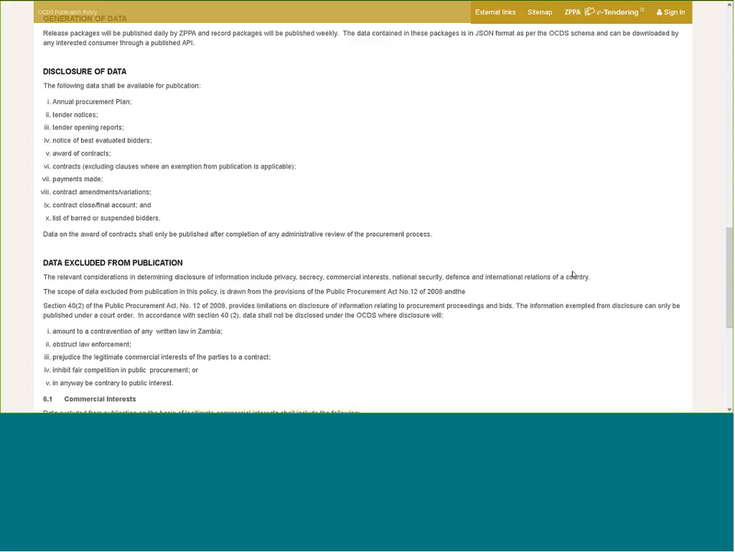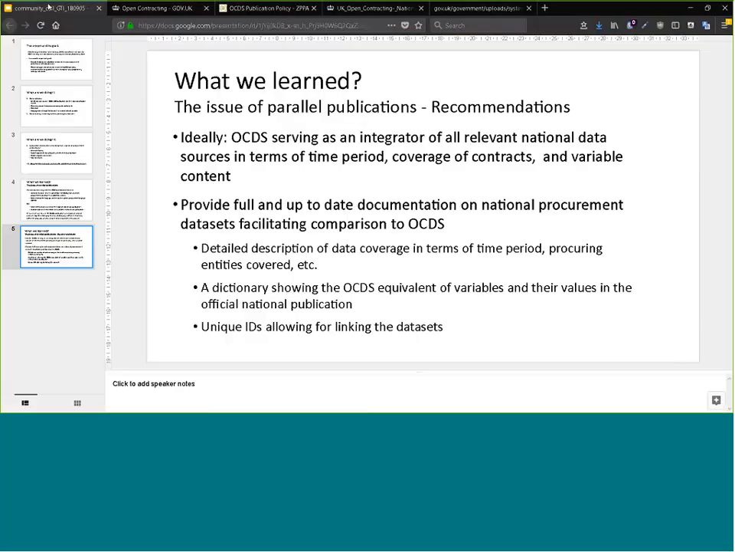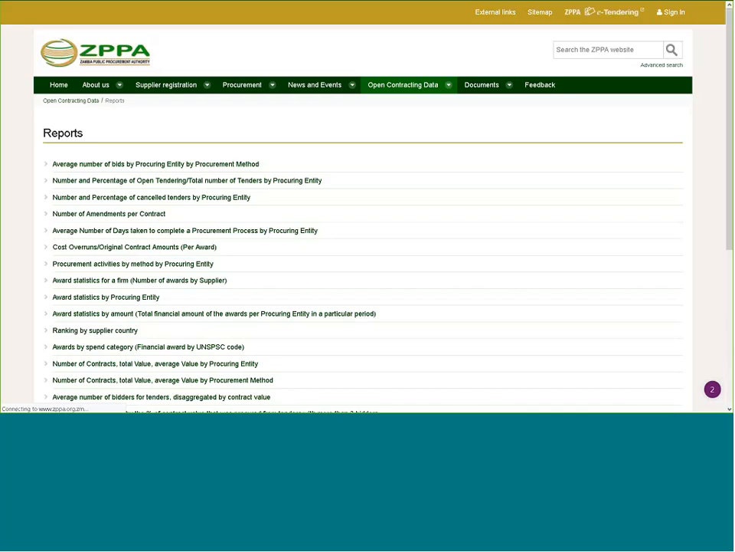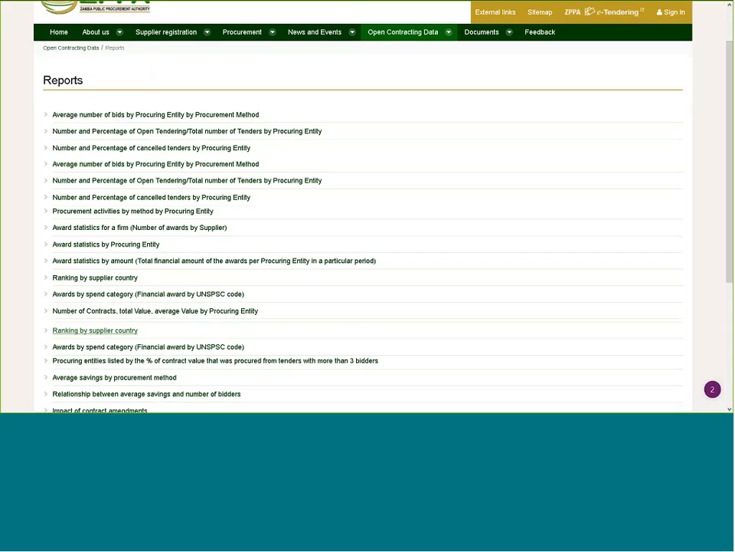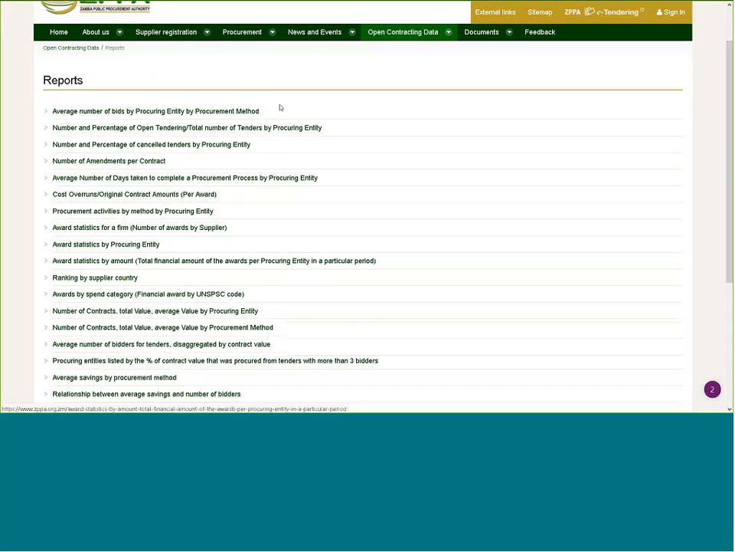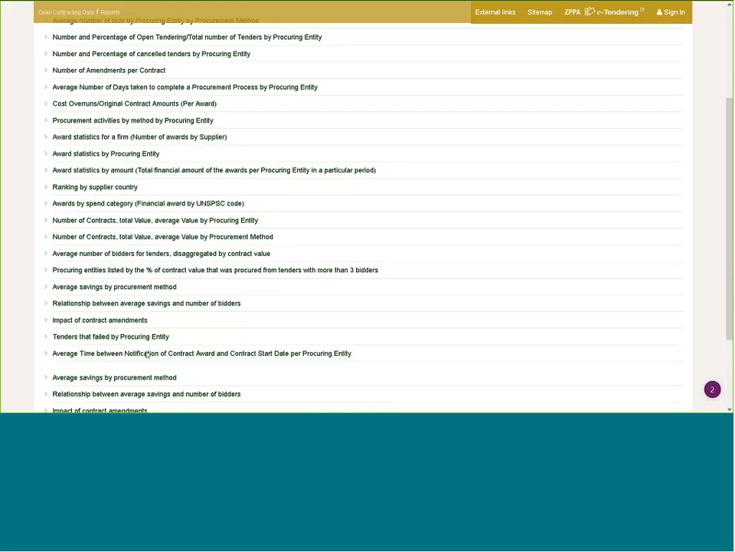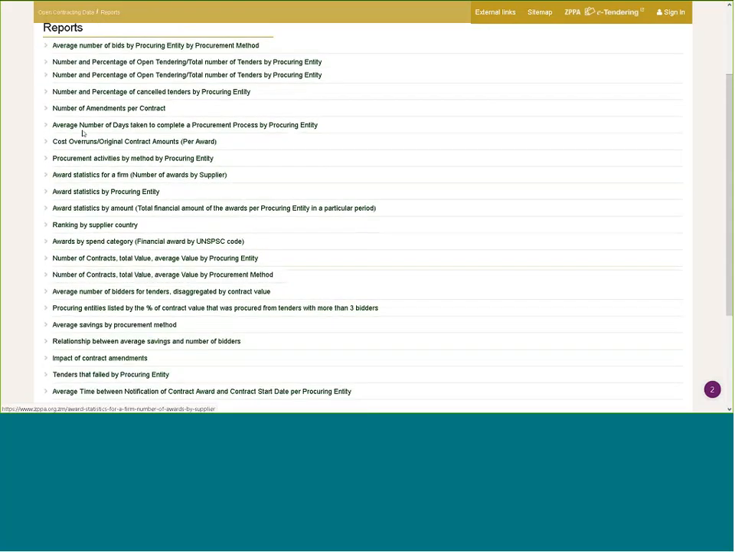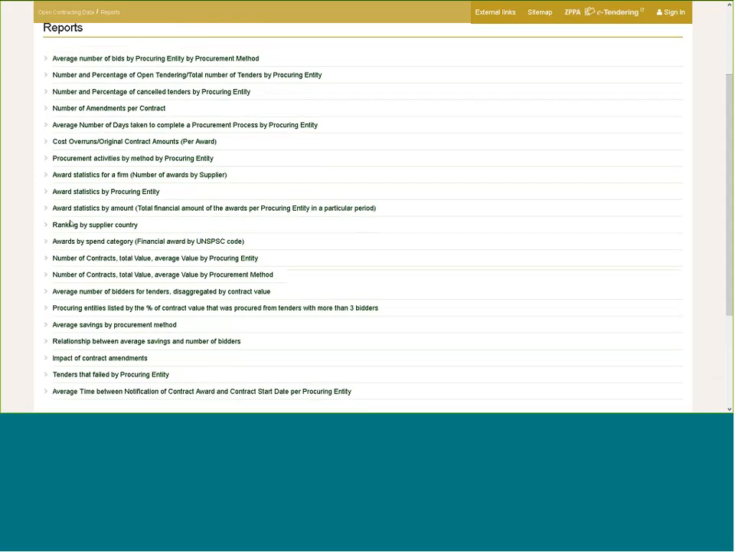As a result, maybe I can share one report. Tim, I don't know if you can go to the Zambian OCDS. From the website, you can go to Open Contracting. If you could pull up the awards by spend category report, it's one of the reports somewhere down below there. Yes, that one.